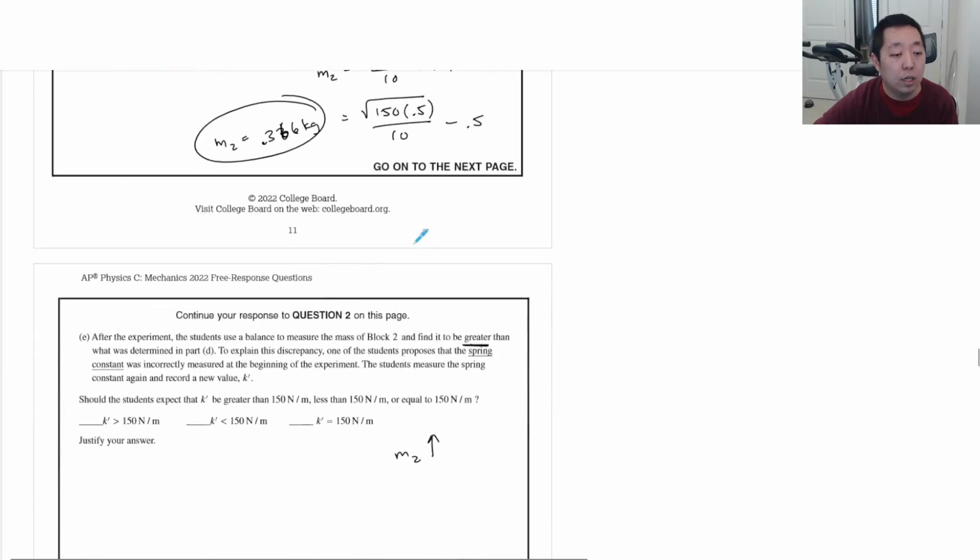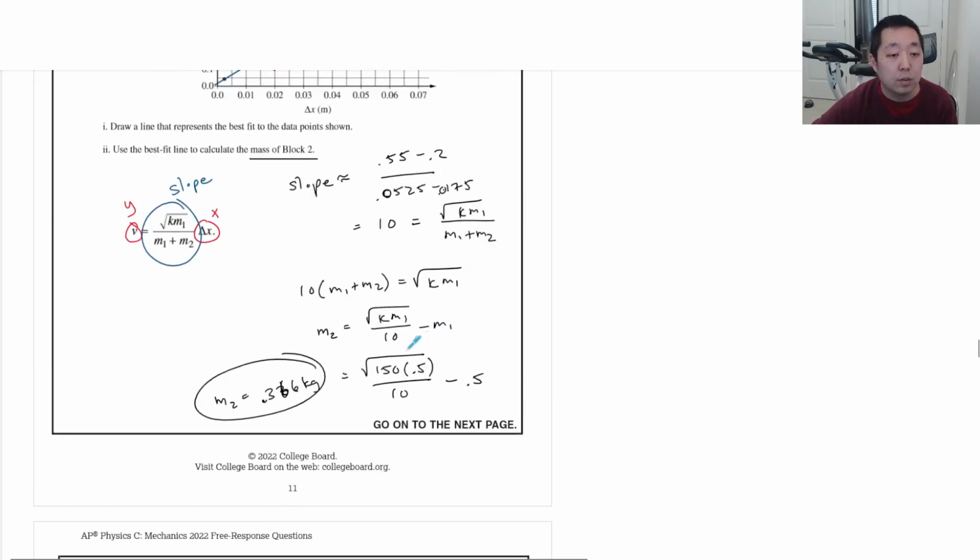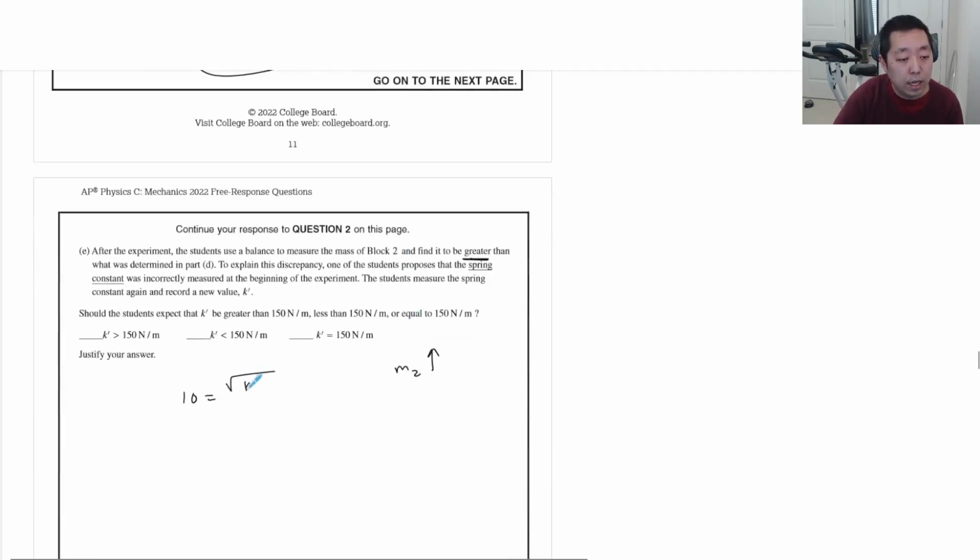So our data is still 10. It's 10 equals, and let's just rearrange, it's root k m1 over m1 plus m2. You could probably reason it from here. If m2 goes up and it has to equal 10, then k had to go up also, right? So that means k prime should have been bigger. So the spring constant was incorrectly measured at the beginning of the experiment. If they measured it too small, then m2 would be too small.